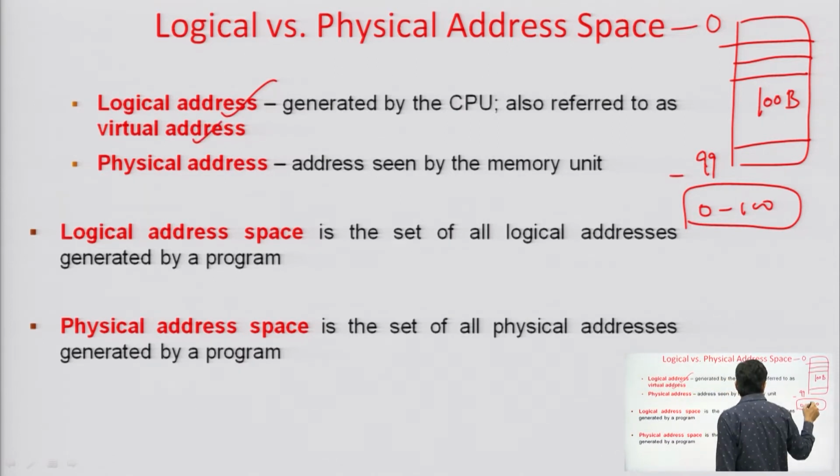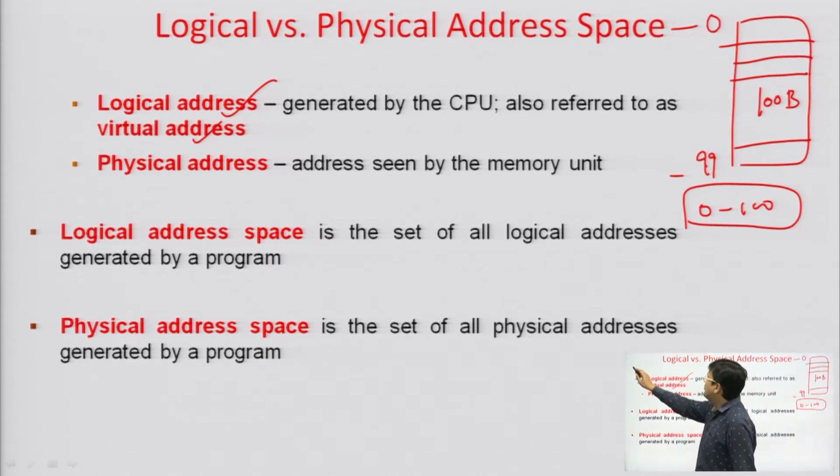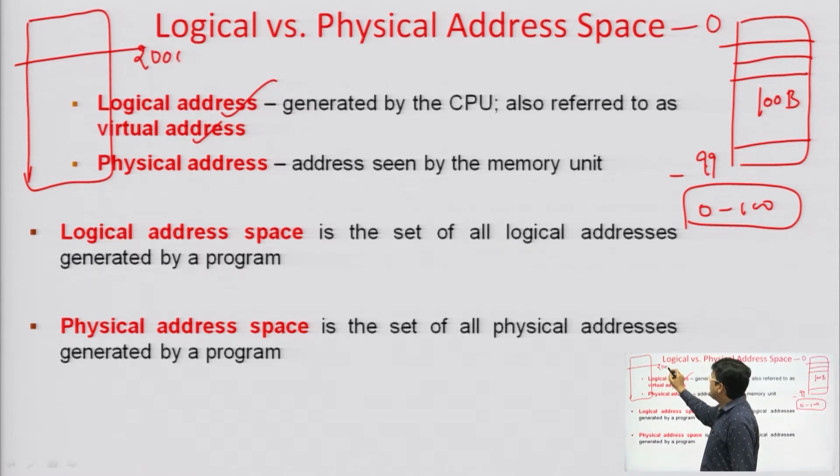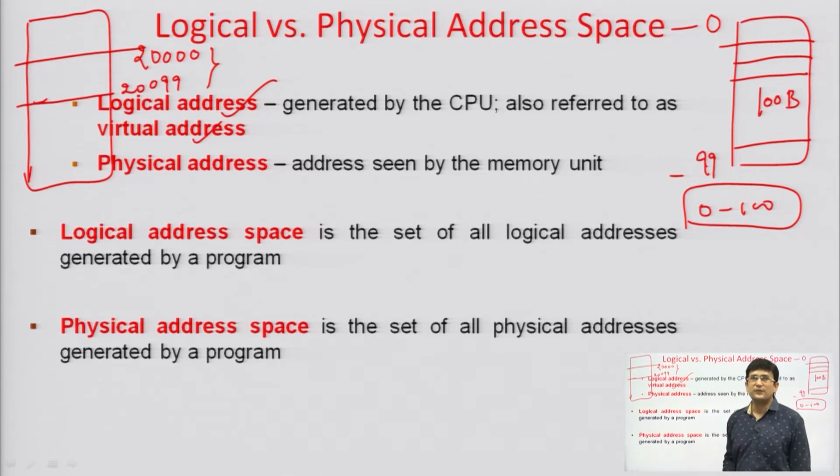Now, this process will get accommodated somewhere in the main memory. Let us say this is the main memory. In this main memory, your process may go at some address, let us say the address starts from 20,000. So, your first instruction is at 20,000, and since the size of the process is 100, the last instruction will be at 20,099. This region, 20,000 to 20,099, is known as the physical address space, and any address in between is a physical address for this particular process.